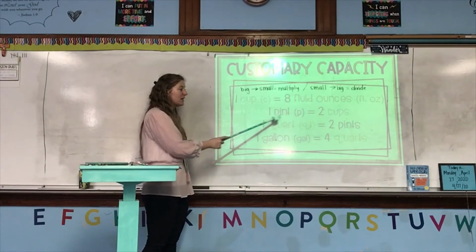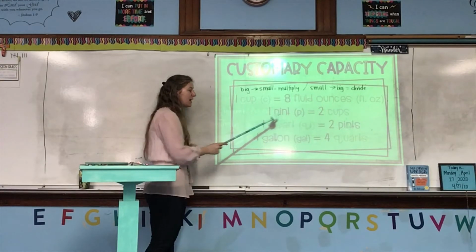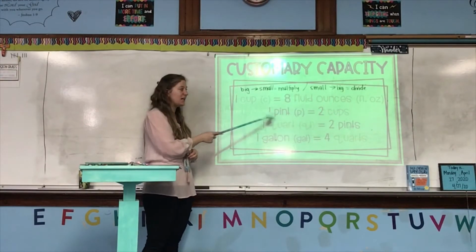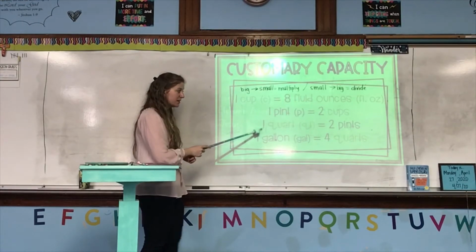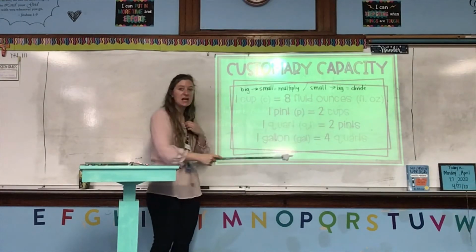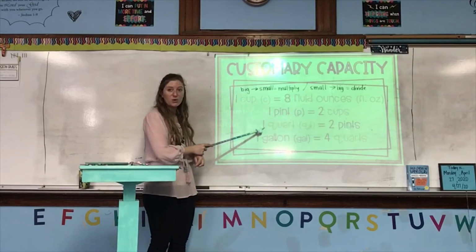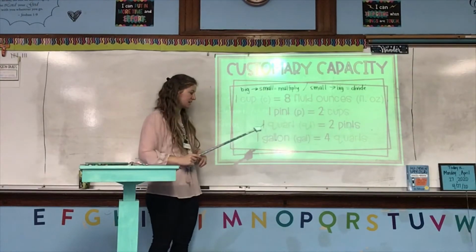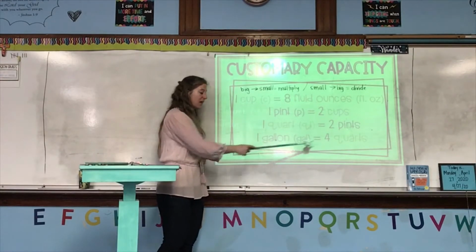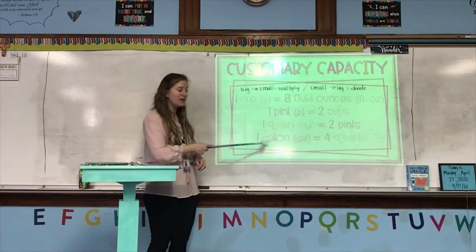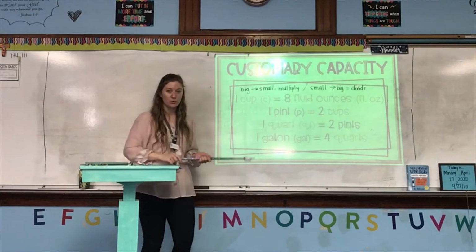1 pint is the same as 2 cups. That means a container that holds 1 pint can fit 2 cups in it. 1 quart is the same as 2 pints. That means a container that holds 1 quart can also hold 2 pints. 1 gallon is the same as 4 quarts. That means a container that holds a gallon can hold 4 of these quarts.